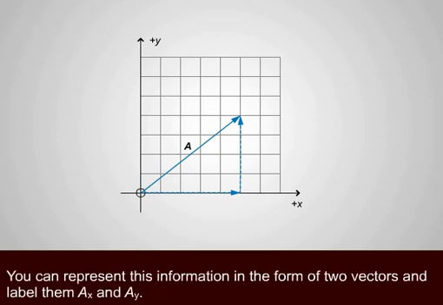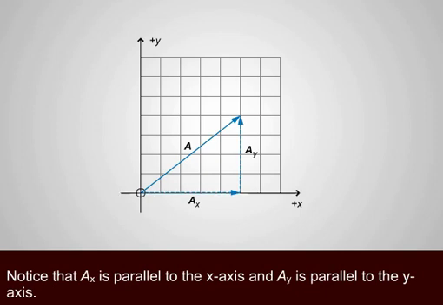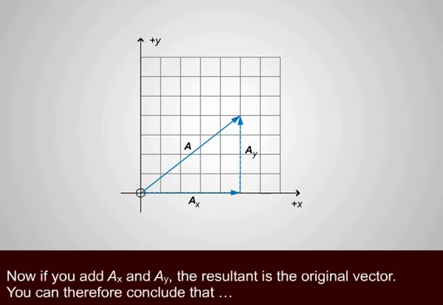You can represent this information in the form of two vectors and label them AX and AY. Notice that AX is parallel to the x-axis and AY is parallel to the y-axis. Now if you add AX and AY, the resultant is the original vector.